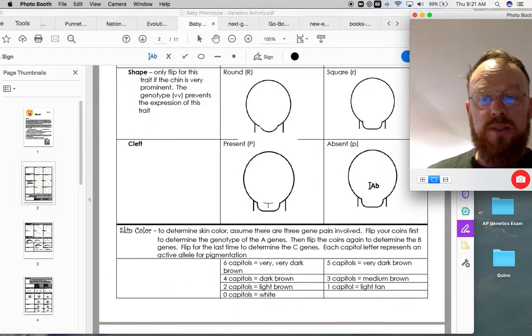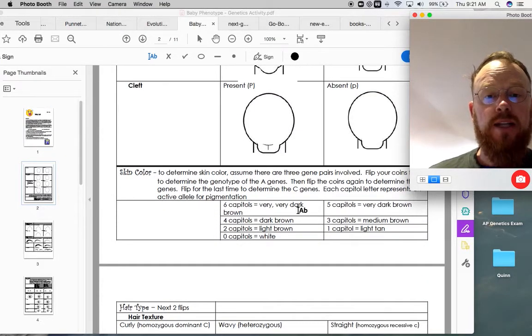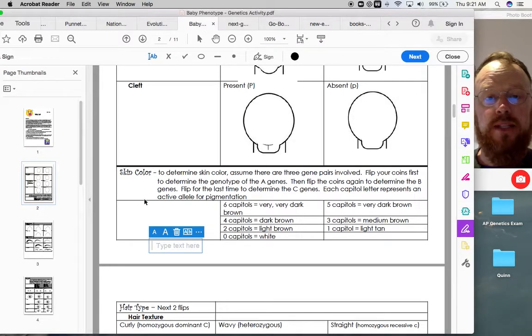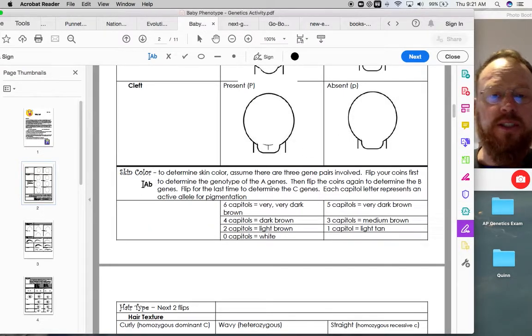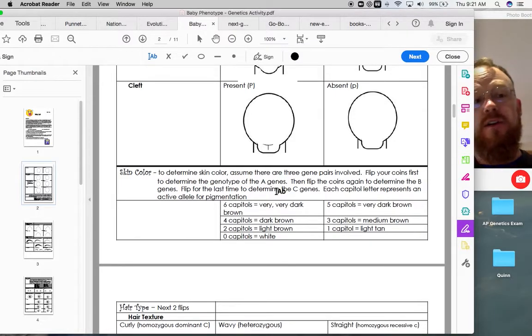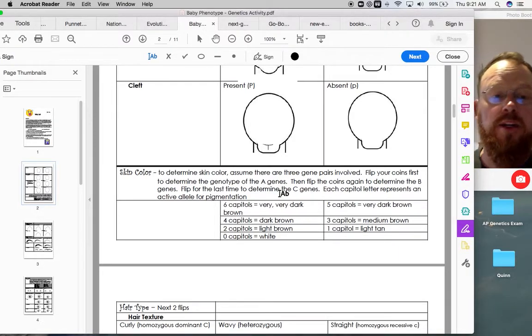The first one that comes up here is skin color. Okay, and so let's just go ahead and read through this together. It says, to determine skin color, assume there are 3 gene pairs involved. Okay, there's actually more than that, but that's fine. So flip your coins first to determine the genotype of the A genes. So basically you're saying, if I get a heads and a tails, I have a capital A and a lowercase a. Okay, and then you do the same thing for B.